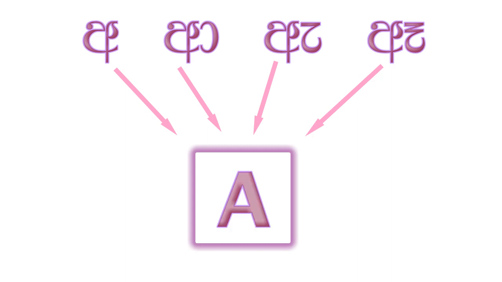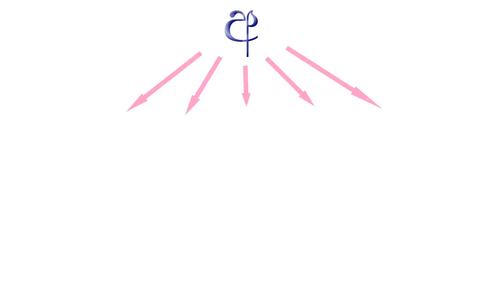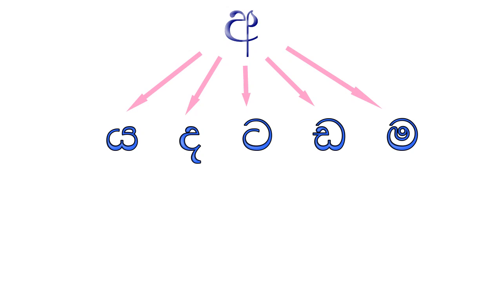Now I'm going to show you how to use these vowels with another letter. This is a consonant, ka. As I told you in the first lesson, a letter is made like this: k plus a equals ka. All the letters in the alphabet are made like this. We have already added the vowel a to the consonant.